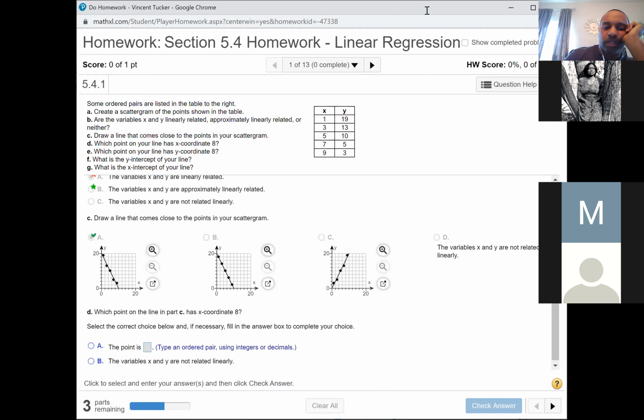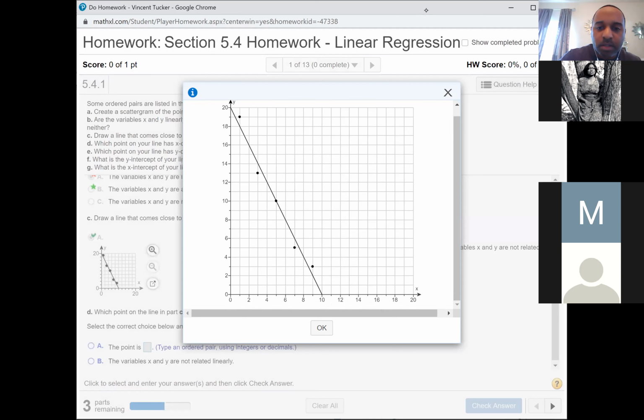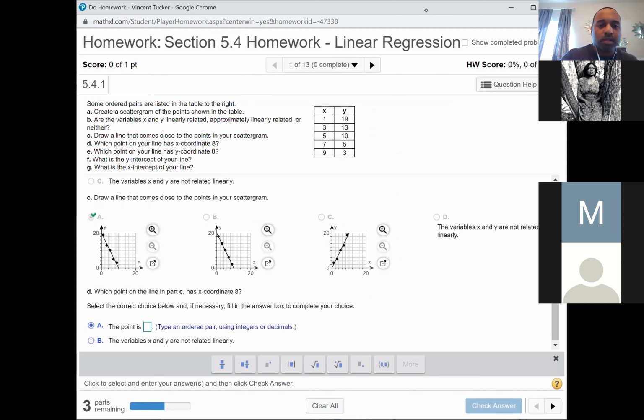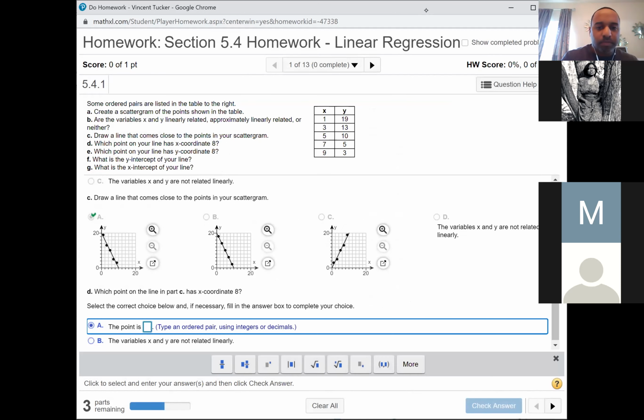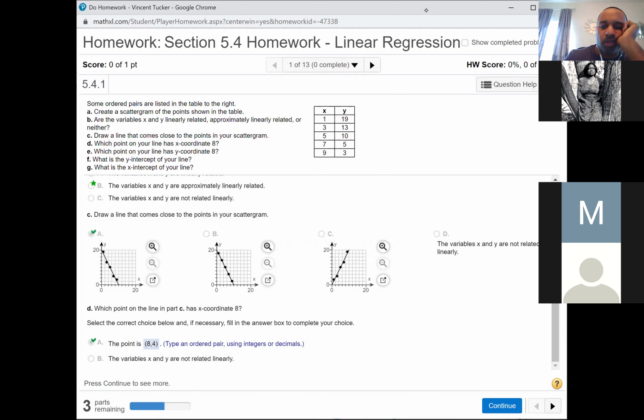All right, so then it says select the correct point. Which point on the line has x coordinate 8? Let me see if I can magnify this. So you look at 8, and it goes up to 4. And it says type as an ordered pair. So that's 8, 4. Make sure we're all right with that.